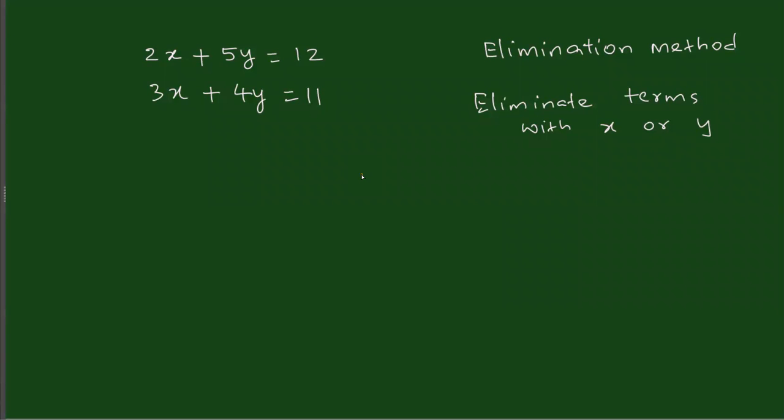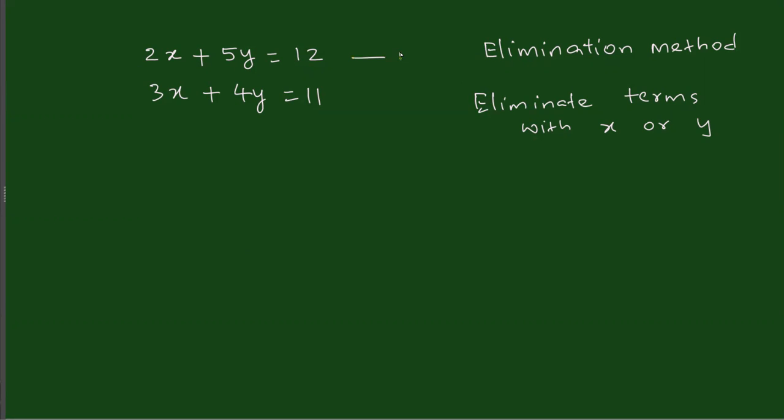In this elimination method, what we do is we eliminate terms with either x or y. So suppose you want to eliminate terms with x. If you look at the coefficient of x in the first equation, you have 2. The coefficient of x in the second equation is 3. So somehow if I can make these coefficients equal, I can subtract them from one another, right? This is what is normally done.